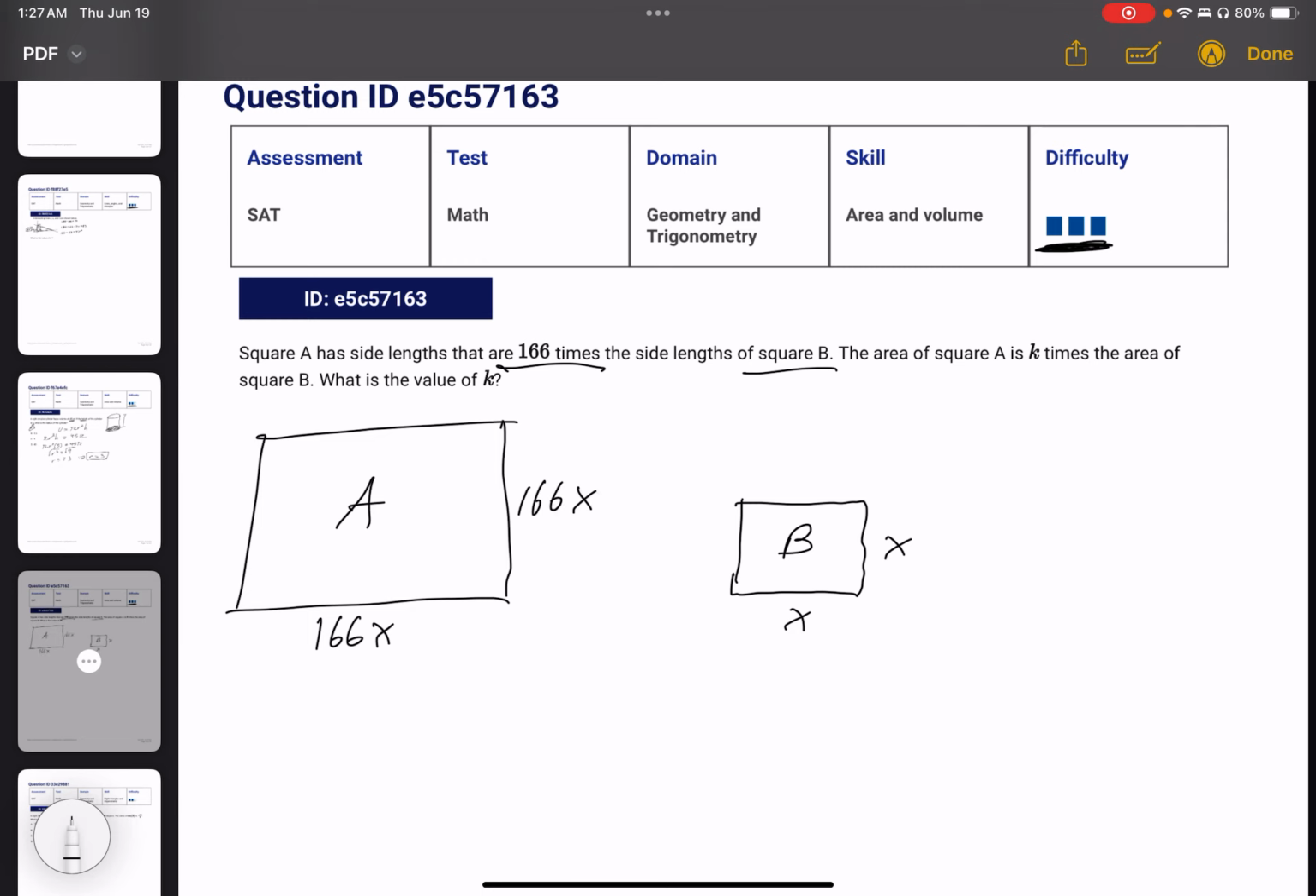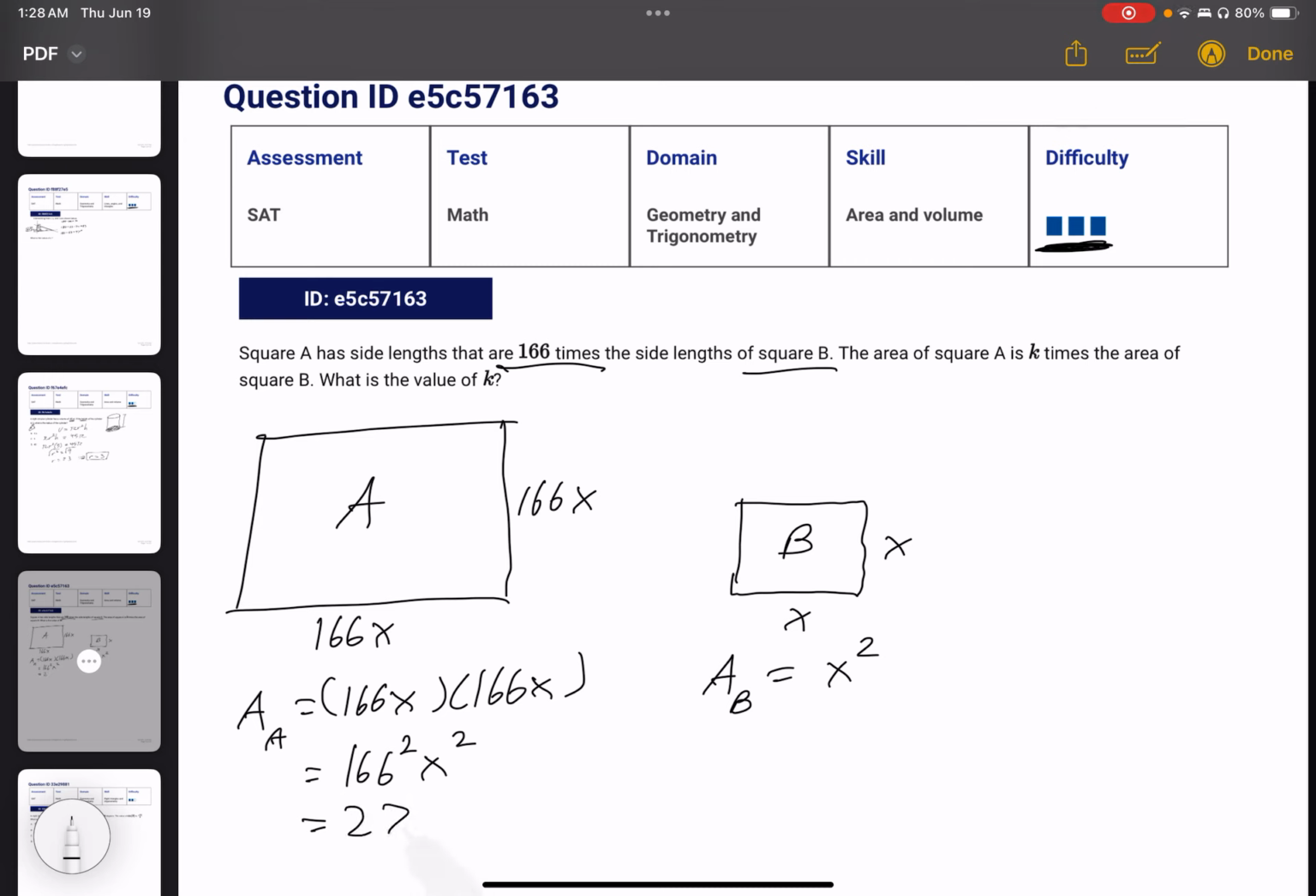We know that this is a much bigger triangle and it's going to have a much bigger area. So we know that the area of B is equal to x squared. And we know that the area of A is equal to 166x times 166x, which is equal to 166 squared times x squared, which is equal to 27,556 x squared.